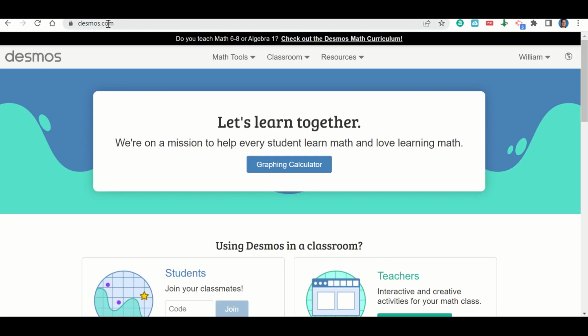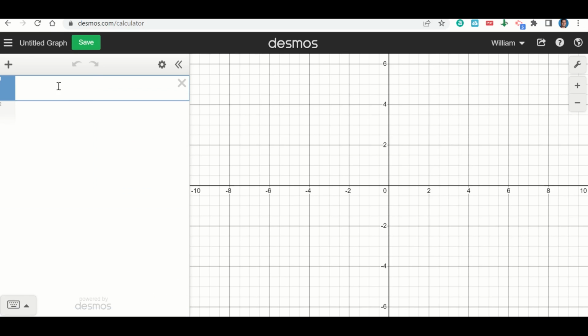So what we're going to do is go to desmos.com, just like this, and click on the link that says Graphing Calculator. And over here on the left side, we can enter the equation of any linear equation, and it will graph it for us. So let's try y equals 2x minus 4. Well, as we can see, it graphs it for us. We can check that against whatever we did on our assignment now. And you can do it this way.